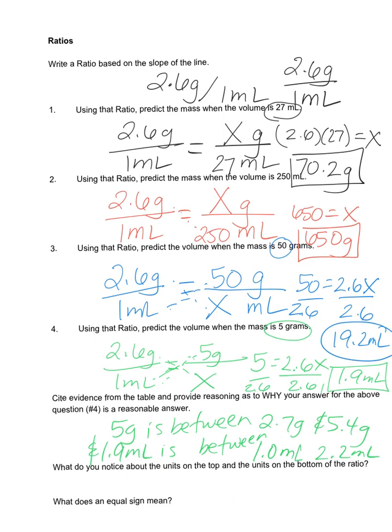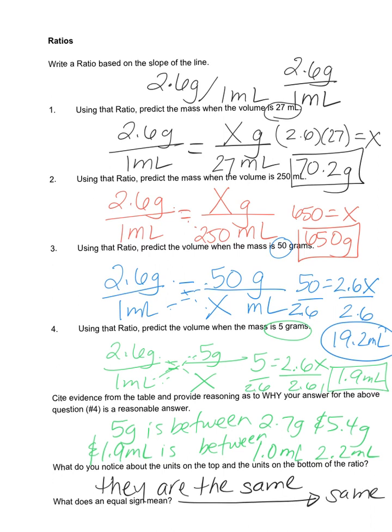Finally, it says, what do I notice about the top and bottom units for the ratio? They are the same. Because what does an equal sign mean? An equal sign means the same. Top and bottom units are the same. So that's how I'm going to go about solving these problems using ratios.